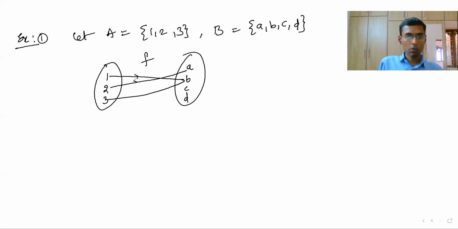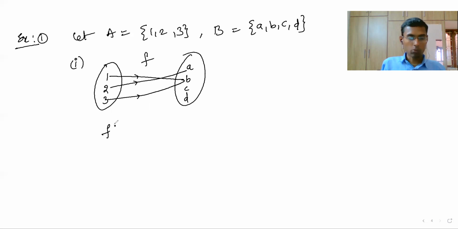Now, what can you say about this function? Is it a 1-1 function? No, it is not a 1-1 function. Yeah, exactly. Why? Because two different elements have the same image.